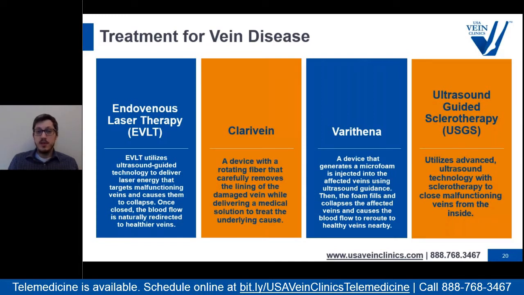Clarivein is a newer modality to USA vein clinics. That's also for straighter veins. And that doesn't involve as much local anesthesia, so it's a little more comfortable for the patient. It's a device that has a rotating fiber or wire that kind of roughs up the inside of the vein to scar it down so that it heals closed. In addition, it also delivers a medical solution, a sclerosant, to also help close down the vein. Clarivein also takes only 5 or 10 minutes. There's no local anesthesia needed, and it's pretty quick, but again, only for those straight veins.